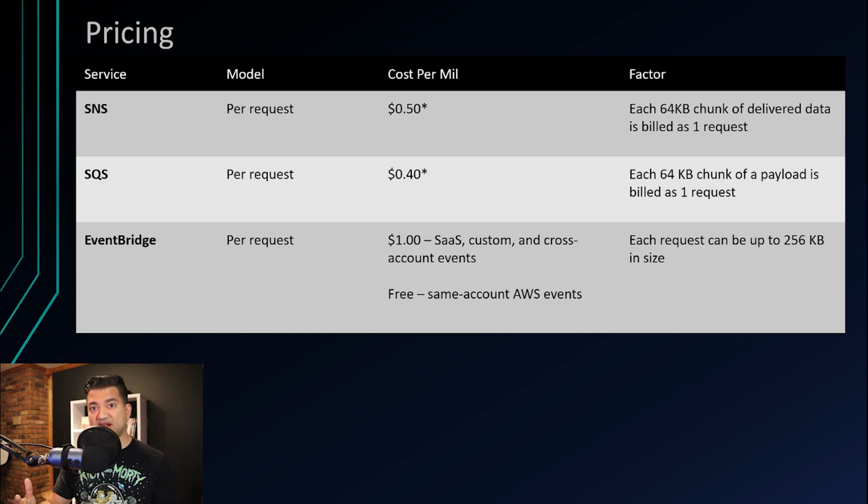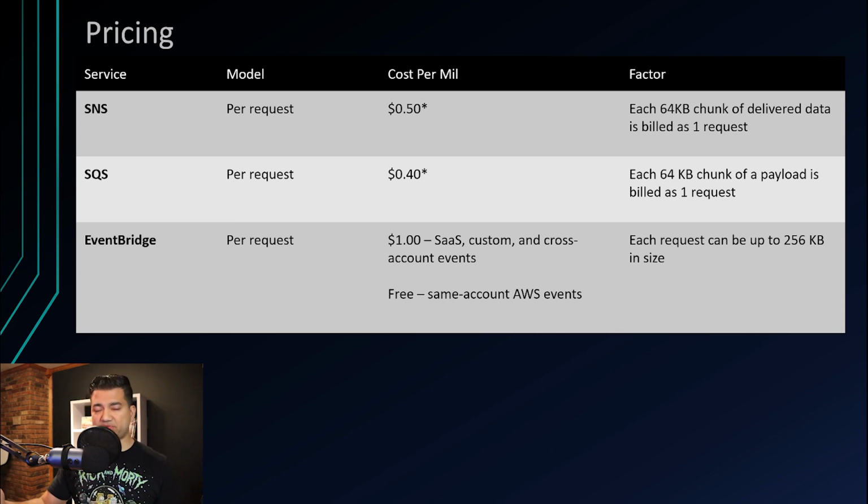So these are all public pricing. SNS per million messages costs 50 cents. SQS per million messages 40 cents. EventBridge per million SaaS, custom, and cross-account events are $1.